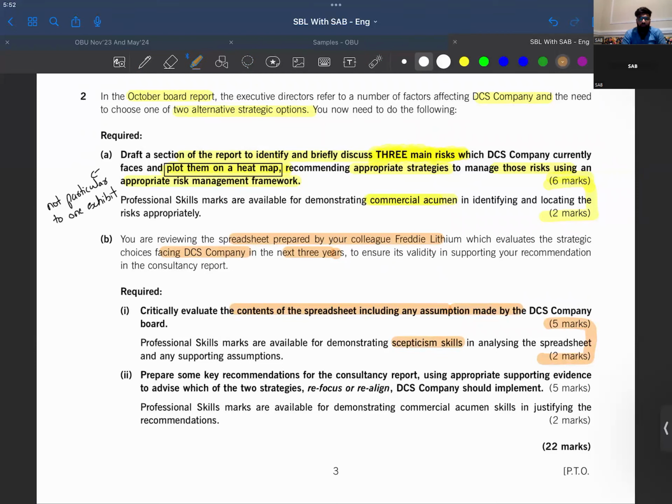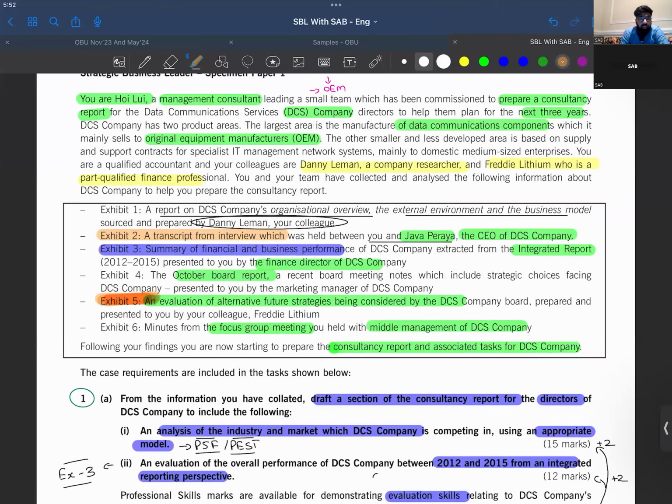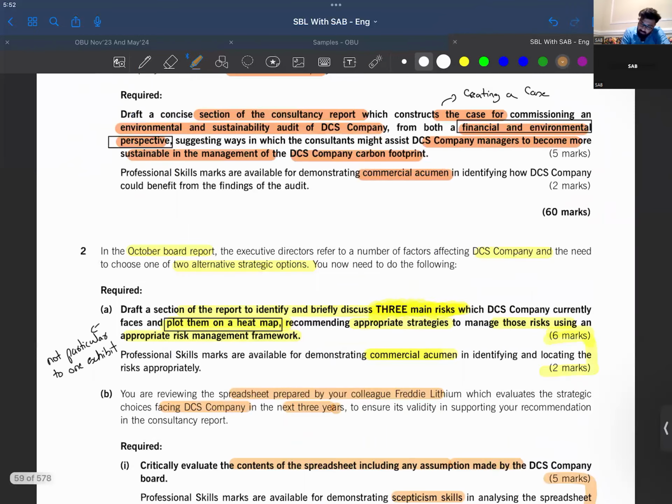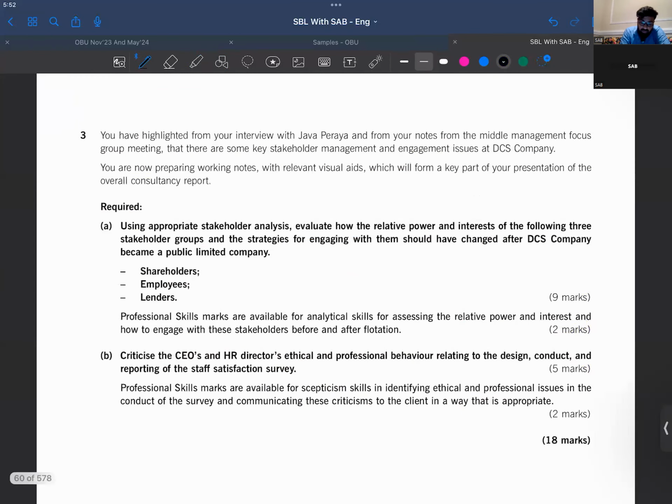Now prepare some key recommendations for the consultancy report. I'm using the same color for both of the parts because they could be tackled from one exhibit. Key recommendations for the consultancy report, using supporting evidence to advise on the two strategies, refocus or realign, DCS should incorporate. So I guess this is going to be answered from exhibit 5, where the alternative strategies were given. So that requirement particularly pertains to exhibit 5.